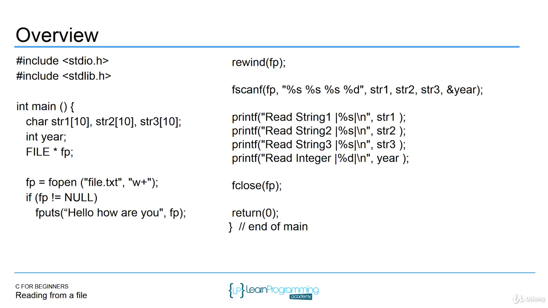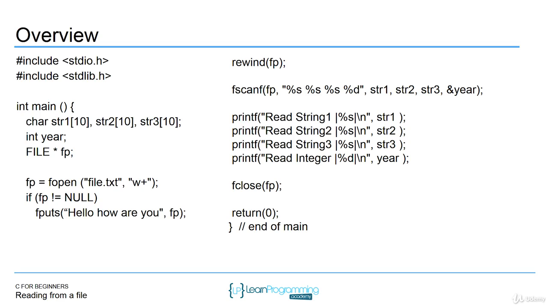So here's what it looks like. You'll notice that main is creating 3 character arrays, str1, str2, and str3, just 10 bytes each. We create an integer called year. We create a file pointer. The first thing we do is open up the file, in this case for reading and writing, but we're not going to actually write anything to it. We're just going to display what we're reading from it. We check to make sure the file pointer is not equal to NULL, and then here we're actually putting something in the file with fputs. We haven't talked about that yet, but this is writing something.